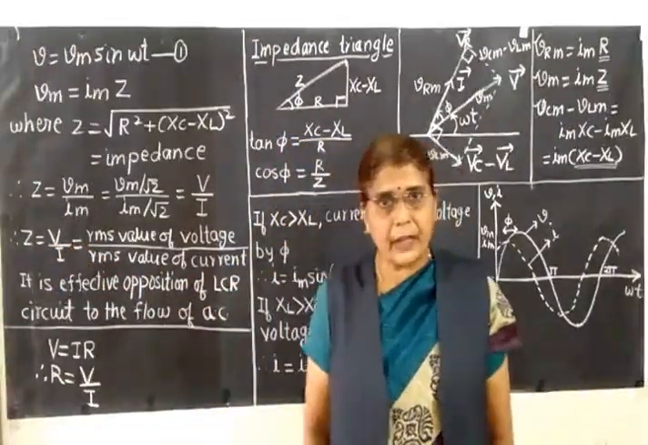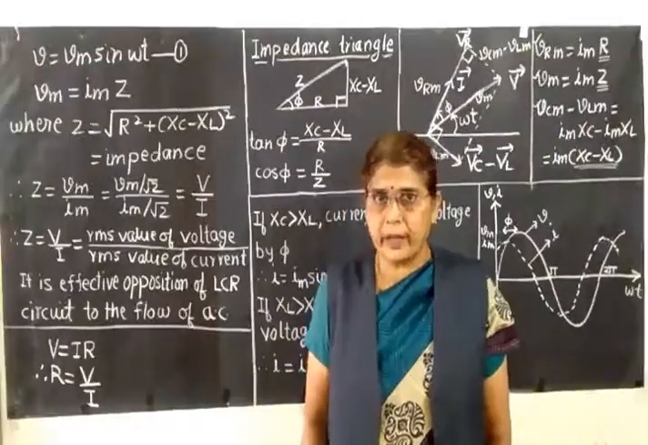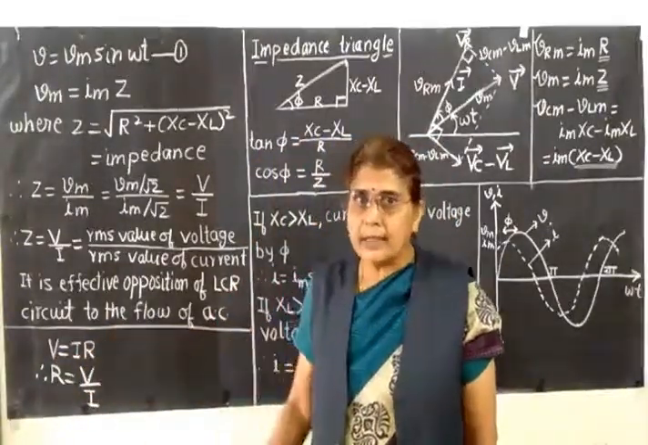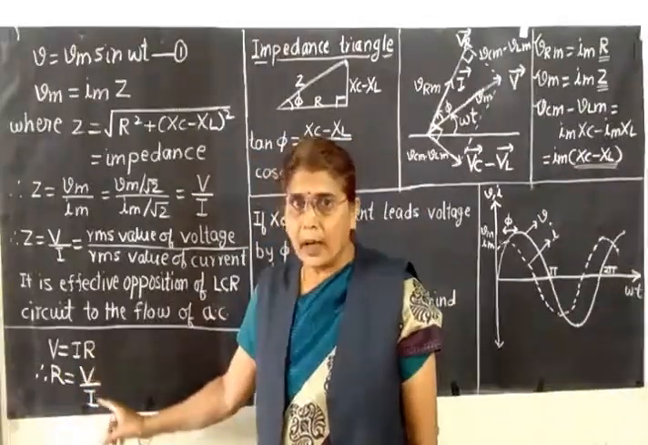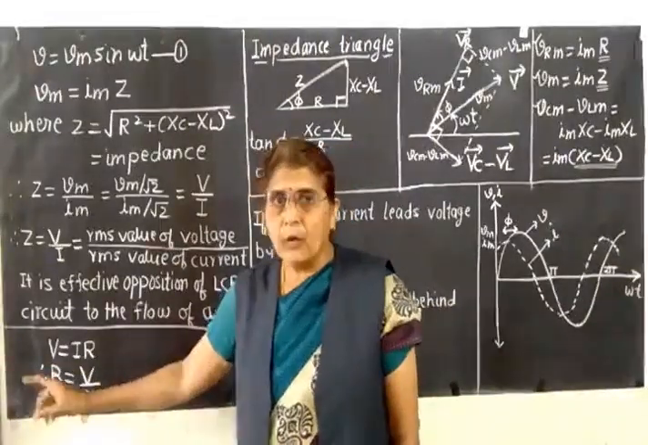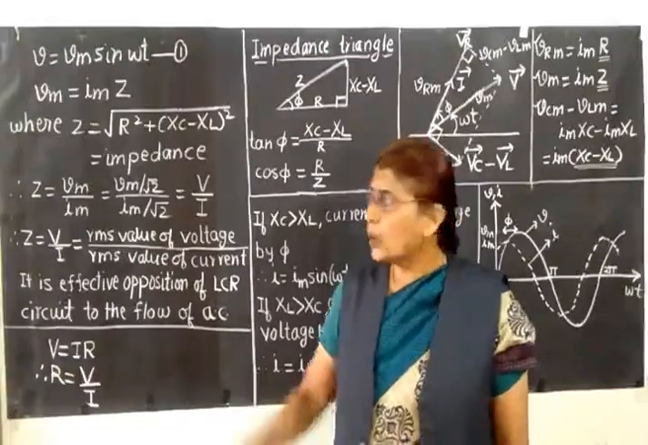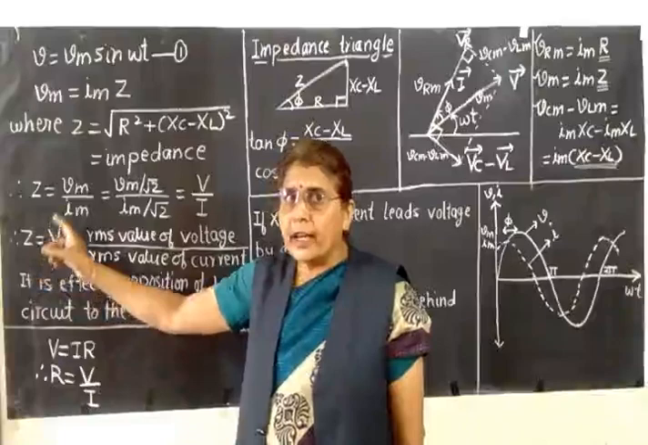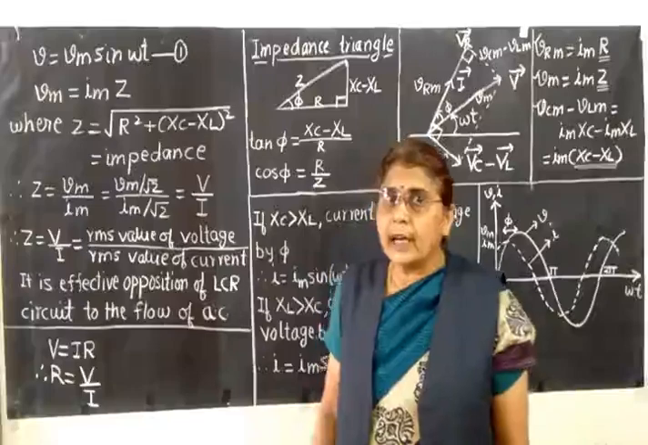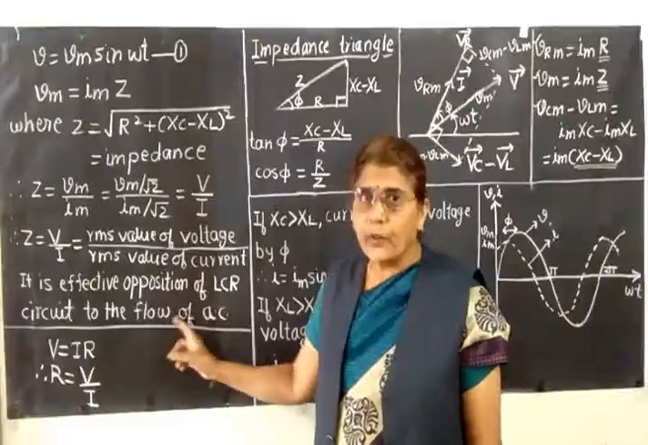Now let us try to find out the meaning of this ratio V upon I. Let us compare it with the Ohm's law equation. For Ohm's law, we have V is equal to IR. Taking R on one side, R is equal to V upon I. The meaning is that the ratio of voltage to current is resistance. What is resistance? Resistance is opposition to the flow of current. So here also Z is the ratio of AC voltage to current. So what is the meaning of Z? It is the effective opposition of an LCR circuit to the flow of AC.